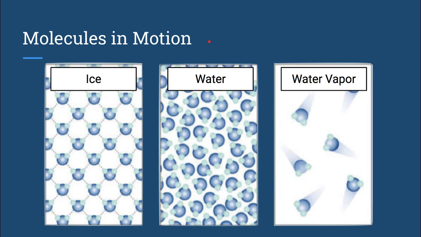Now, water molecules change how they move depending on their state. Water molecules that are in ice, water, and water vapor behave very differently. And it has to do with how much energy they have. So let's start way down here in ice. Water that is in the form of ice has very little energy. We refer to that as being cold. So water that is cold has very little energy. They don't move very much. They stay in a solid form.